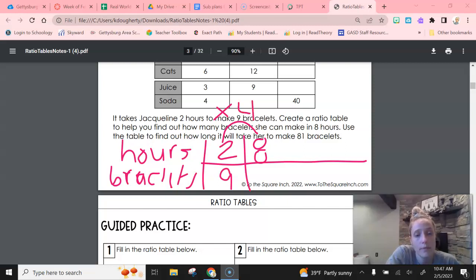Could have said 4. So down here, what's 9 times 4? It said 36. Okay, so in 8 hours, I know that Jacqueline can make 36 bracelets. Again, I'm just getting bigger and making an equivalent fraction.